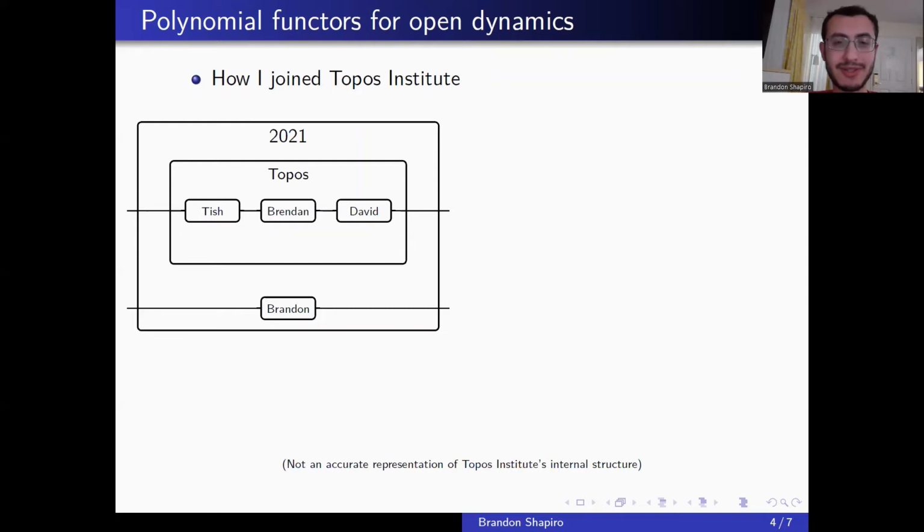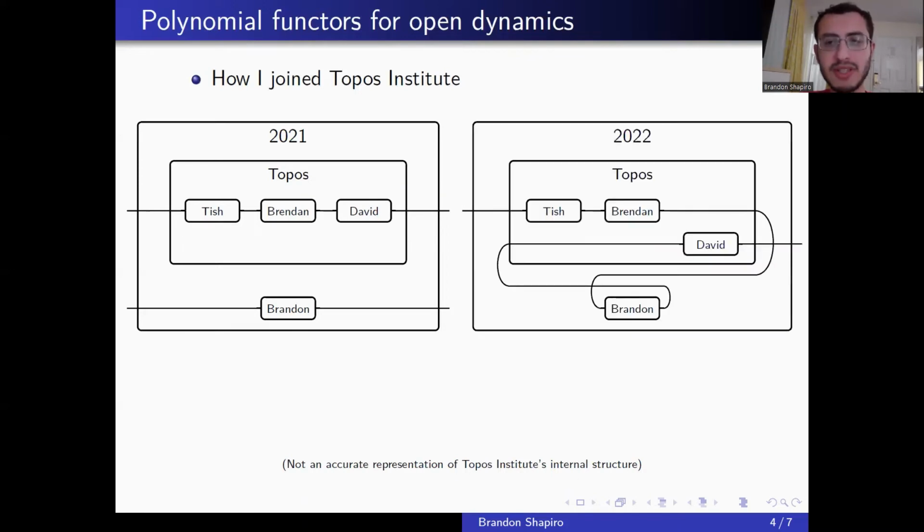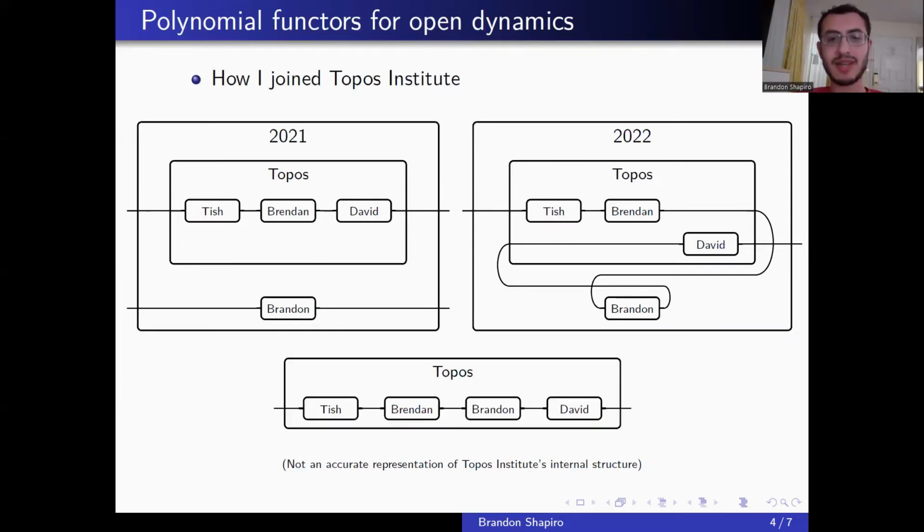Separately from Topos, there's me, with my wires pointing out into the world to things not related to the diagram. But then in 2022, two different things changed about this picture. The Topos Institute changed how it was wired, opening up its inputs and outputs to allow for someone else to join. And the world rewired to connect those inputs and outputs to my own, so that it now makes more sense to include me inside the Topos box.